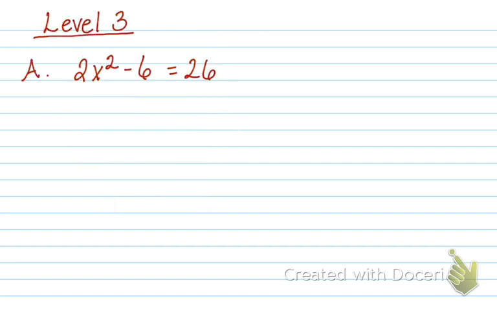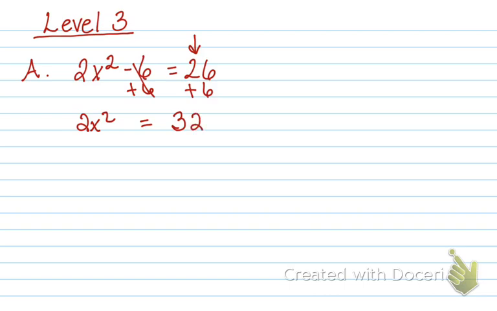Now, level 3, we have a few more steps to take into account. So I will do the first one, and then I'll let you try one on your own. So this first one, we have a number over here that is not 0. That's okay. We got to get the x squared by itself in this format. So we're still going to do plus 6. We have 2x squared left over here. And now we have 32.